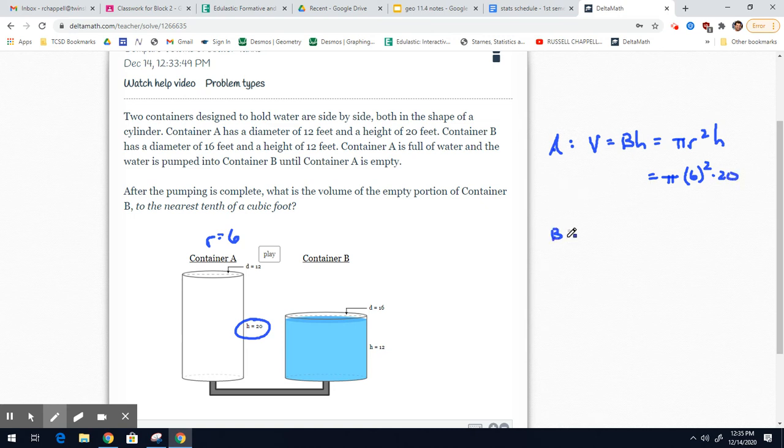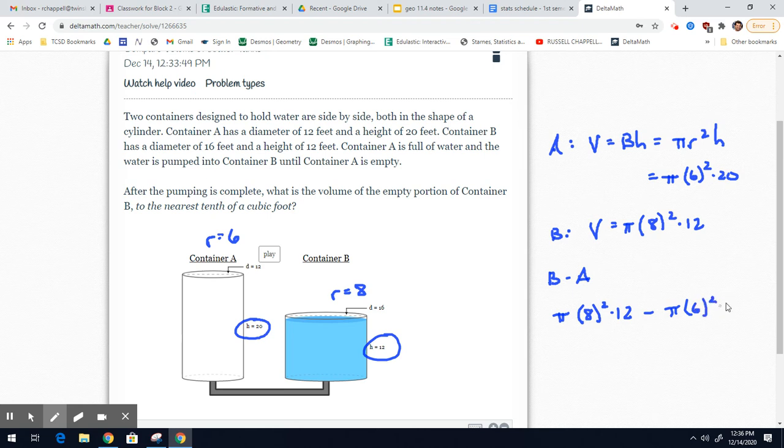And then B's volume, same formula, pi. Now its diameter is 16, so its radius is half of 16. Half of 16 is 8, times 8 squared, and its height is 12, times 12. And again, it looks as though container B is bigger than container A. So we're going to take B minus A. We're going to take pi times 8 squared times 12 and subtract pi times 6 squared times 20.